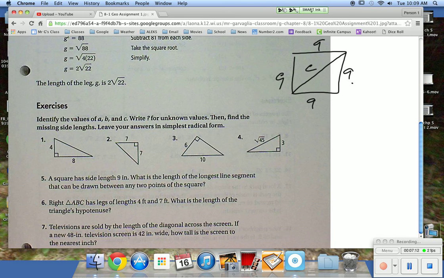Televisions are sold by the length of the diagonal across. Did you know that? When they say it's a 36-inch screen, they measure the diagonals. That's how they do a TV. Yeah, and its diagonal is 50.